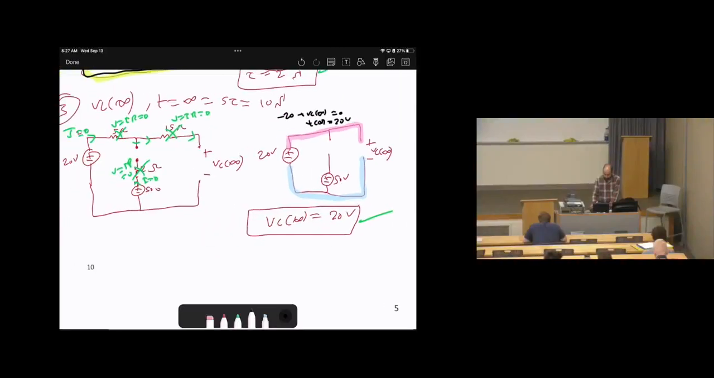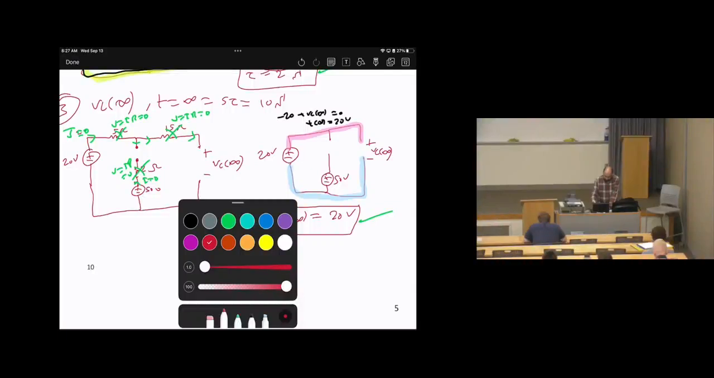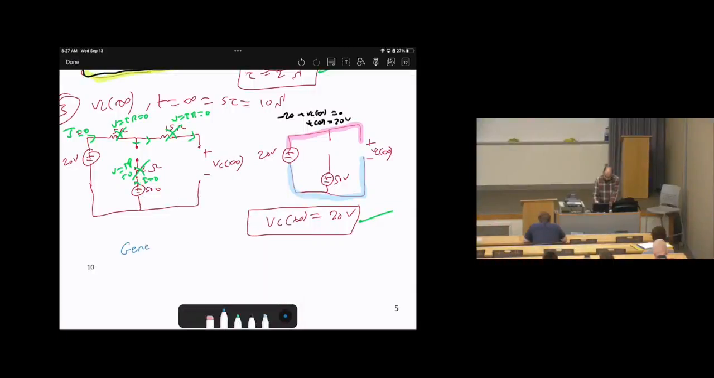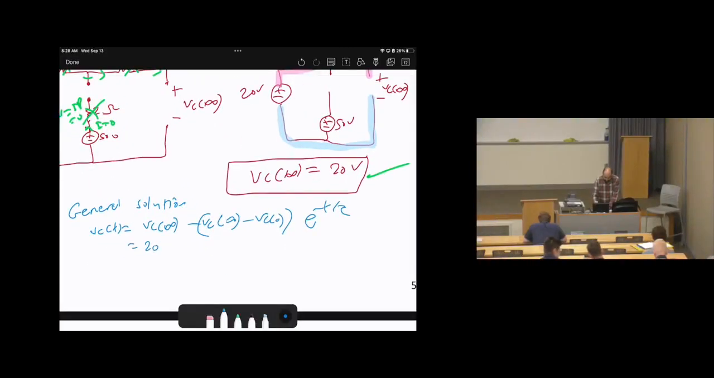Okay. Now, after calculating the three unknowns, go back to the general solution, which is VC of t equals VC of infinity minus the bracket of VC of infinity minus VC of 0, e power negative t over tau. Now substitute the values. VC of infinity is 20. VC of 0 we calculated it as 41.43, e power negative t over tau, which is 2.